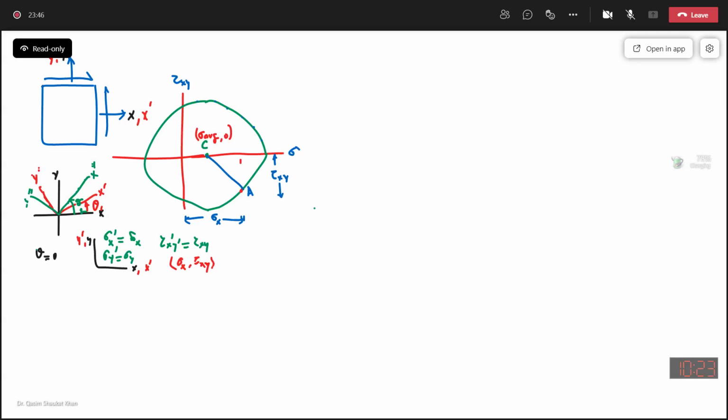Now you will rotate your axis by 90 degrees counterclockwise. Okay? Theta is 90 degrees. Theta is 90.